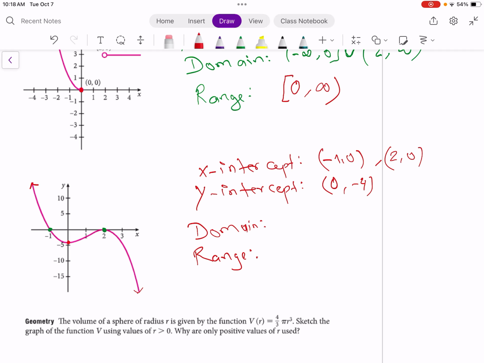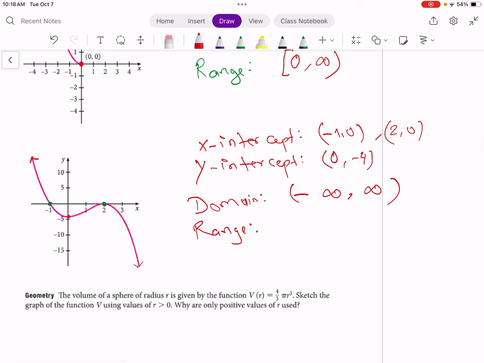Now, what is the domain for this graph? Can you extend your graph all the way to the left and all the way to the right? It means all real numbers are the domain. So from -infinity to positive infinity. Next, range. When you extend, does your graph go all the way down or all the way up along the y-axis? It means every real number is in the range. So from -infinity to positive infinity.